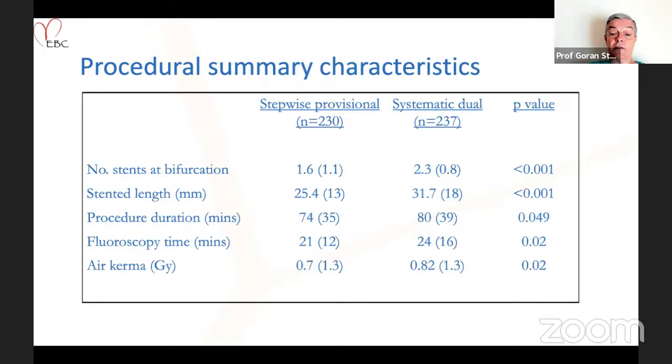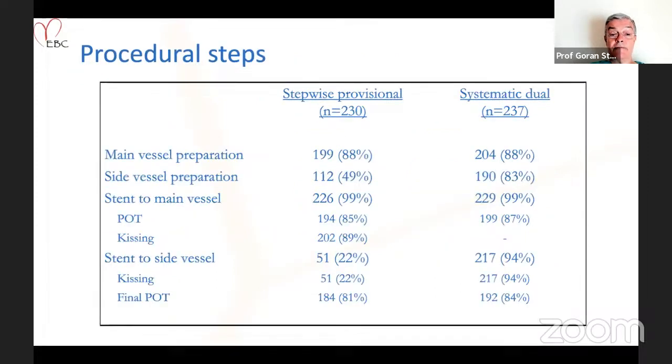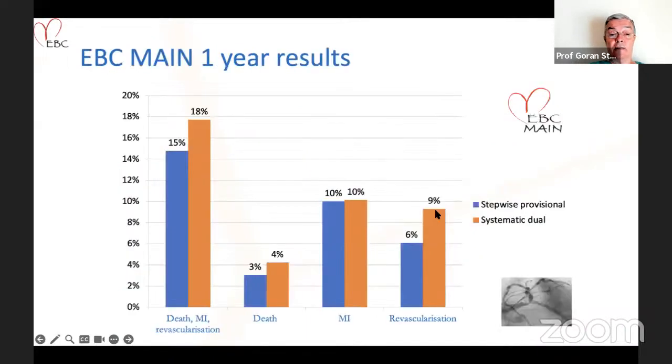of course, fewer stents and less stent length, with reduced procedural time, fluoroscopy time, and radiation with stepwise provisional. These are procedural steps. So POT 85%, kissing 90% in provisional. And I think the key finding in provisional strategy, second stent was needed in 22%. So if we start provisional, one out of five patients receive a second stent. In systematic dual, it's important to say that predominant strategy was DK CRUSH.